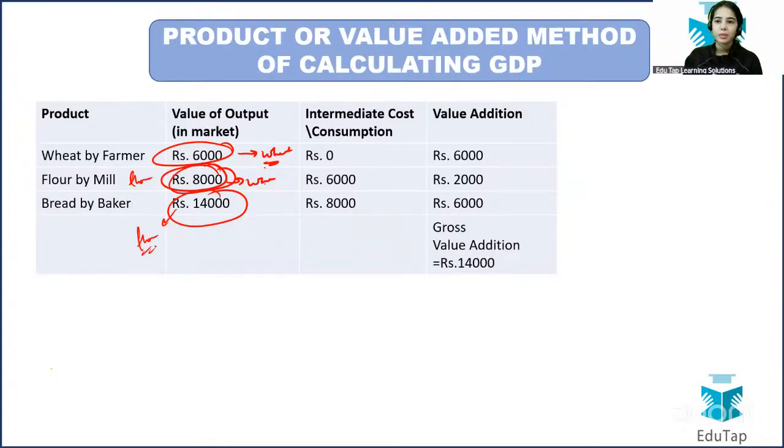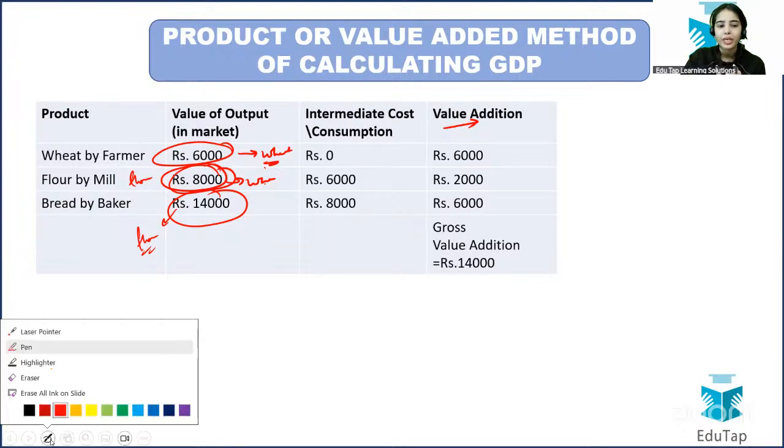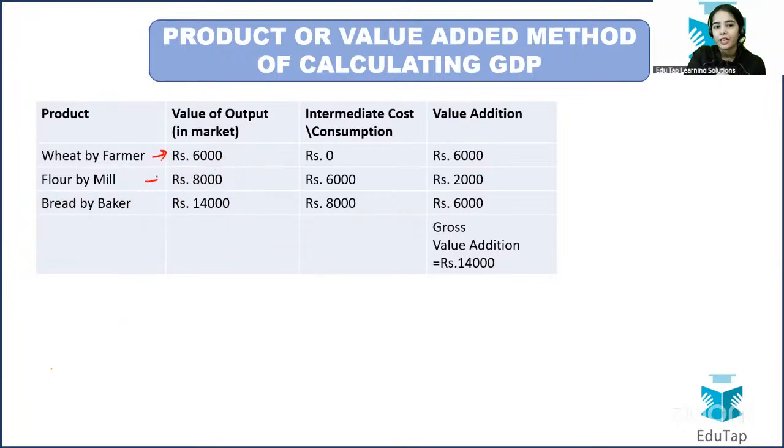So to avoid this double counting, we take the value addition method, so that we are only seeing the value addition that is done at each and every stage, deducting the intermediate cost or intermediate consumption. Because the wheat producer, the farmer, the flour mill owner, the baker, they all are considering their products as final product. So at each and every stage, we see how much value addition has been done by a particular producer. Got it? Any confusion in the value added method?